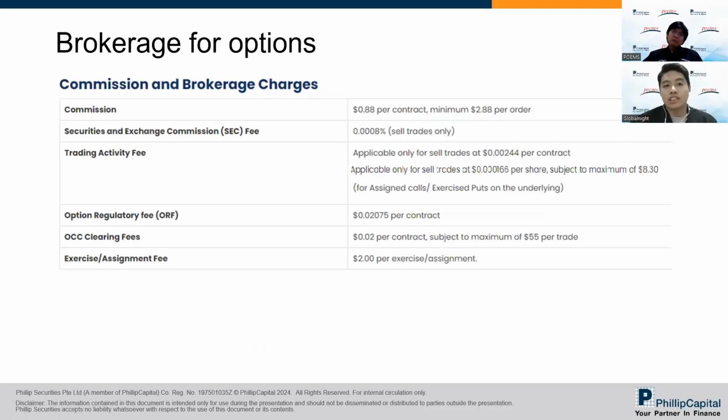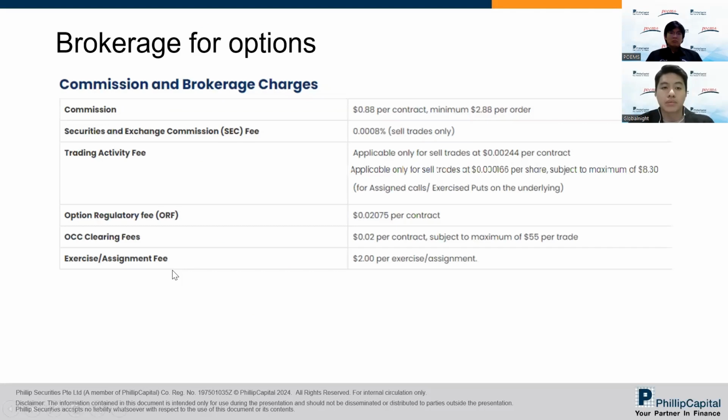So right now, I will just be going through some of the brokerage details, or how Poems actually charges for trading options. So we are charging, I wouldn't say it's the cheapest rate in the market, but it's actually competitive. It's 0.88 per contract, minimum per order 2.88. Then the others are just pass-through fees, what the exchange charges for trading options.